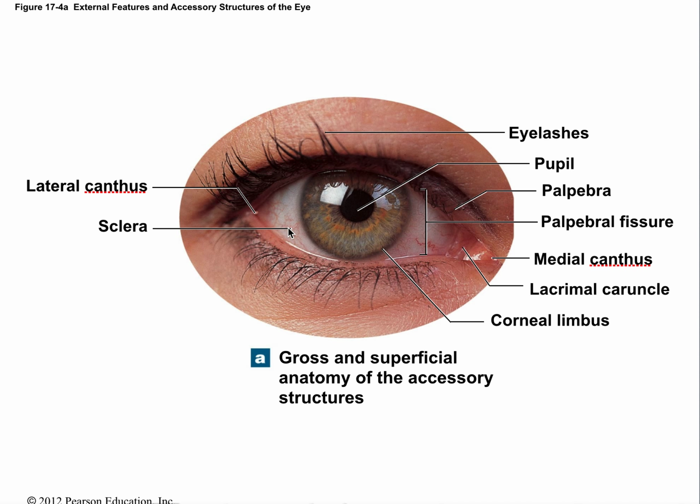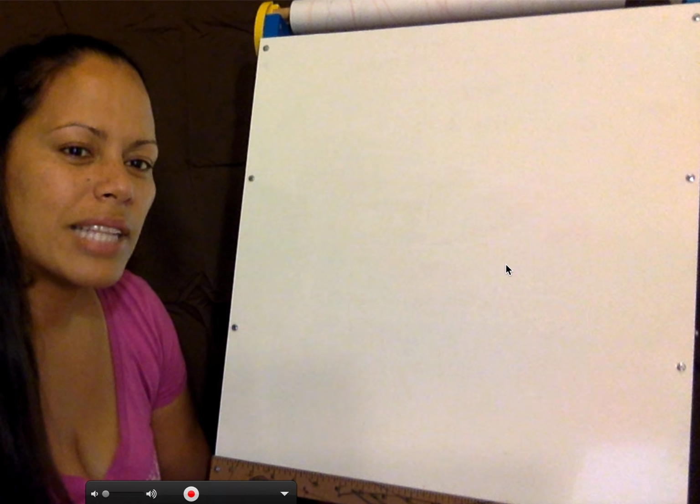So this is the whites of your eye, right? This thing in the middle is the pupil. This is the iris. These guys on top and on bottom are palpebrae. And then this opening that allows you to see is called the palpebral fissure. Let's make it more fun.